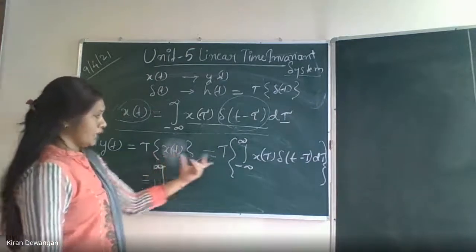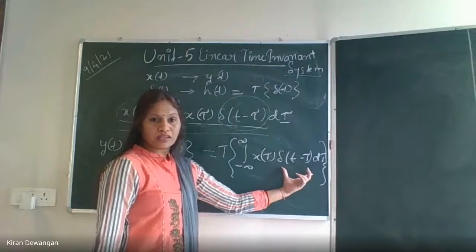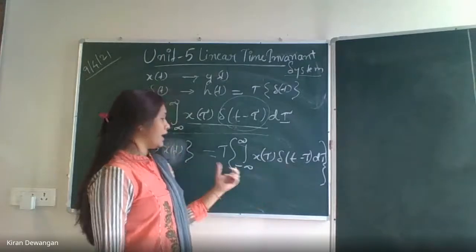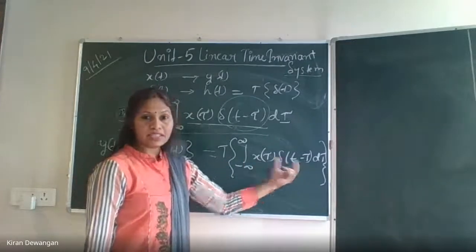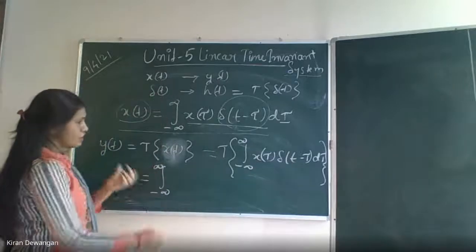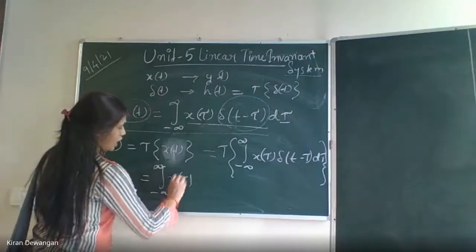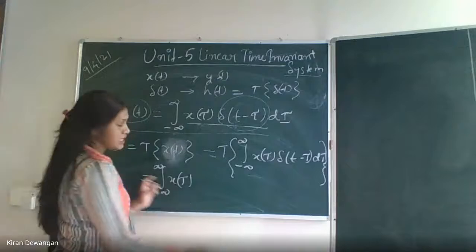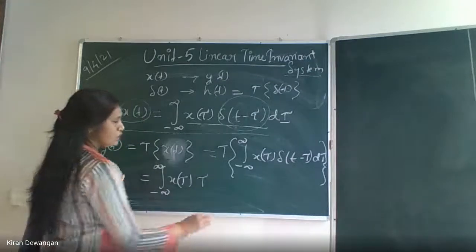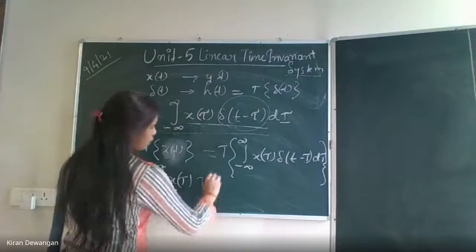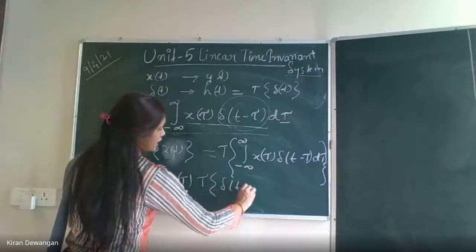What is actually my input? Input is this one. ठीक है, input क्या है मेरा? ये है. So we need to write it in this form. So this becomes minus infinity to infinity. This x of tau is remaining as it is, and here the transformation will be done on what? It will be done on del t minus tau.